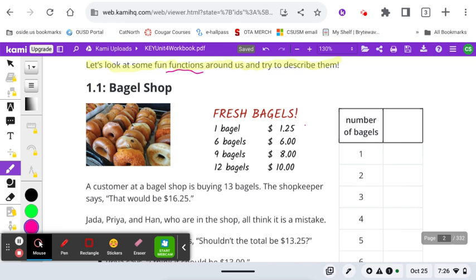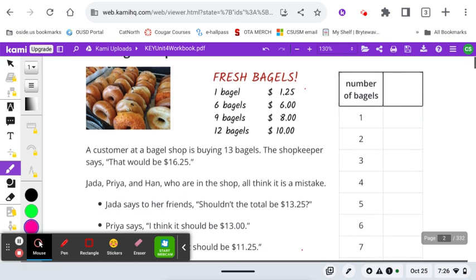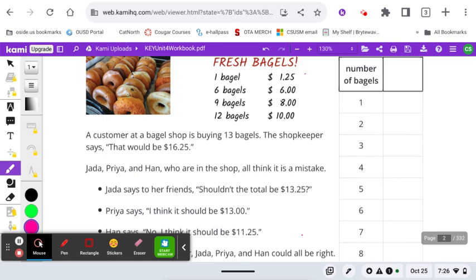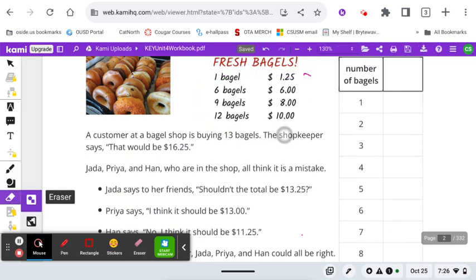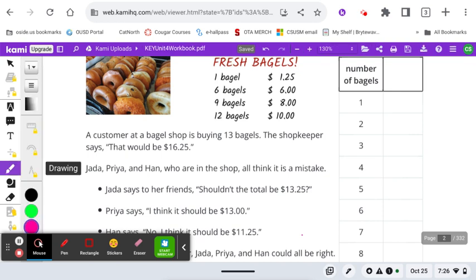A customer is at a bagel shop trying to buy 13 bagels, and the shopkeeper says that would be $16.25. But the three friends who are there think that's a mistake. Jada says, I think it should be $13.25. Priya says $13, and Han says, no, I think it should be $11.25. So pause the video now and see if you can figure out what prices they were putting together to get those three different scenarios. Who's right, or could they all be right?